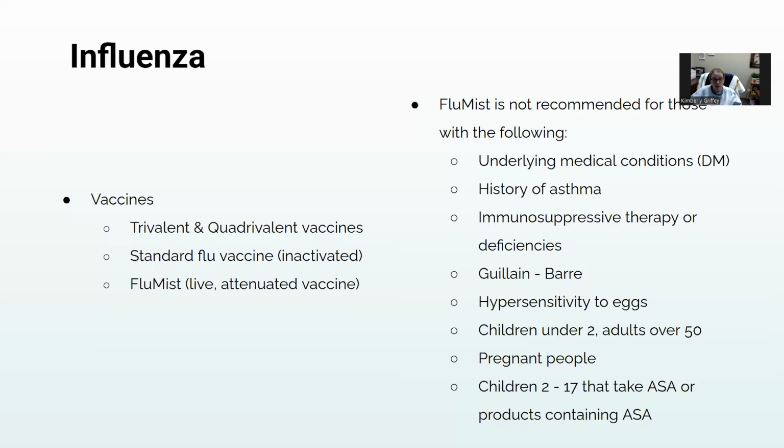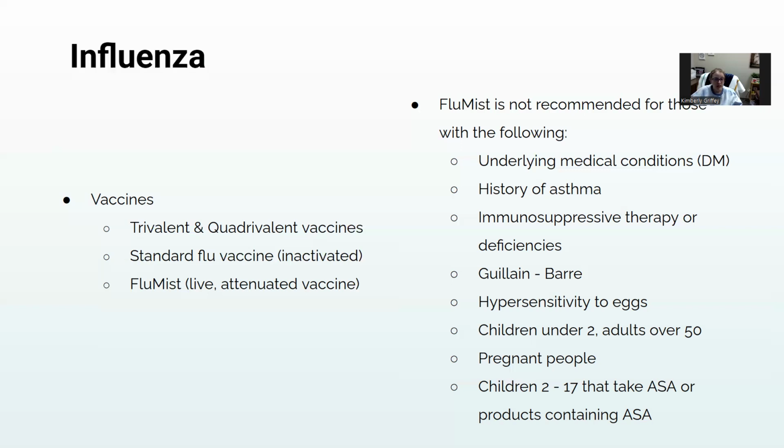So you have to be very careful with that one. It's not for everybody, especially if you have underlying medical conditions like diabetes. If you have a history of asthma, this can actually make it worse. If you are on immunosuppressive therapy, or if you are immunodeficient, then you can't take the flu mist. If you've had a history of Guillain-Barré, you cannot take flu mist.